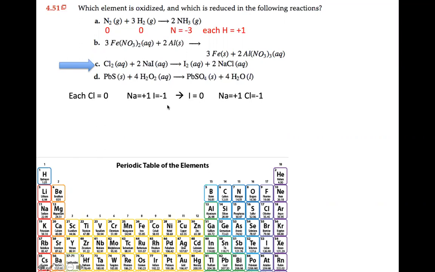So if I look as far as what's changing, I see that the Cl goes from 0 to -1. It's being reduced. I'm adding electrons to that. It looks like the sodium stays +1 in both cases, but if something's being reduced, something else must be oxidized, and that was the iodine. It went from -1 to 0.